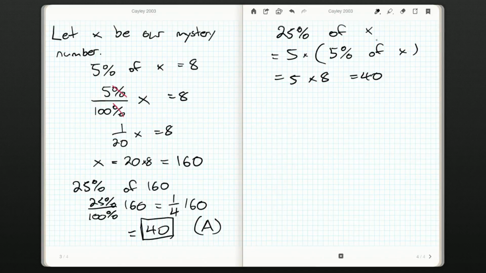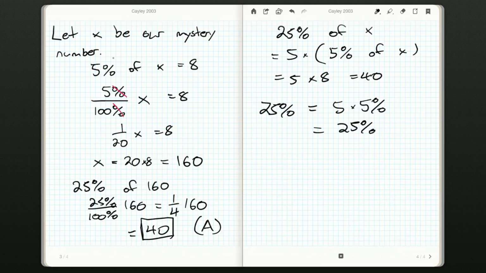Why is 25% of x 5 times 5% of x? Well, we treat them like units. What's 5 times 5%? Well, what's 5 times 5 centimeters? 25 centimeters. So it should be 25%. And that's the reason that we could have just done 5 times 8 to get our answer of 40 as well. So that's sort of a slick way of doing it if you realize that percents can just be multiplied by whole numbers like this.